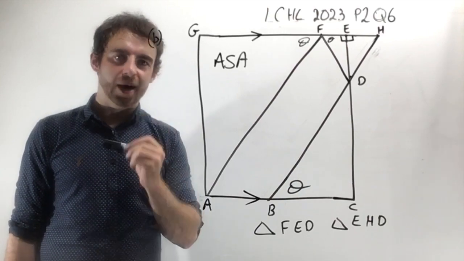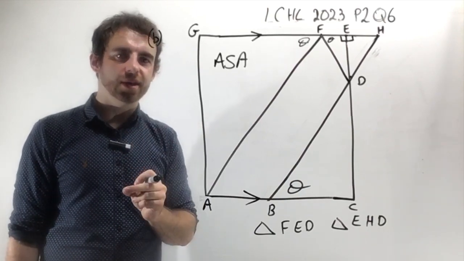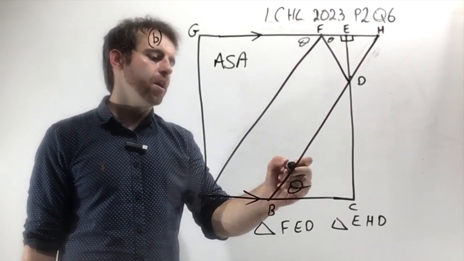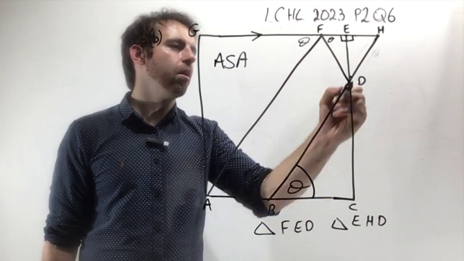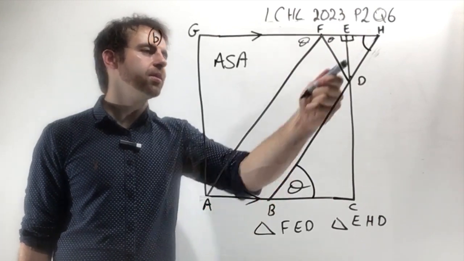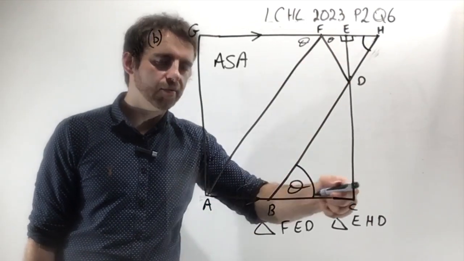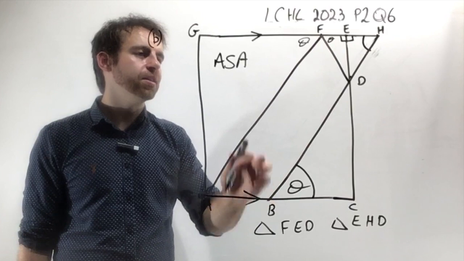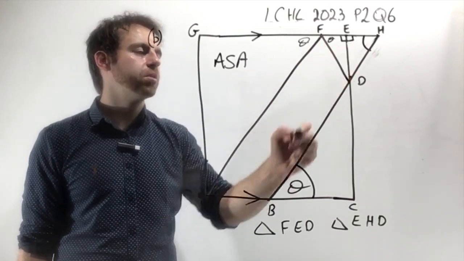And in the presence of parallel lines, you should always be looking for alternate angles and corresponding angles. In this case, the thing you should be looking for are alternate angles. I want you to notice that angle here at B and this angle up here at H, they form that familiar Z shape. And since the lines are parallel, these are alternate angles.